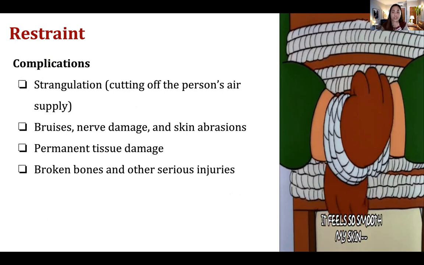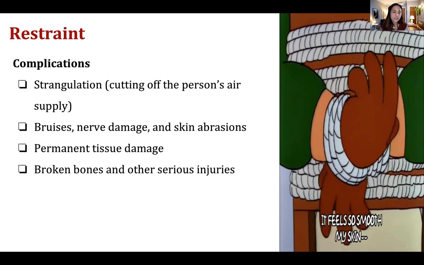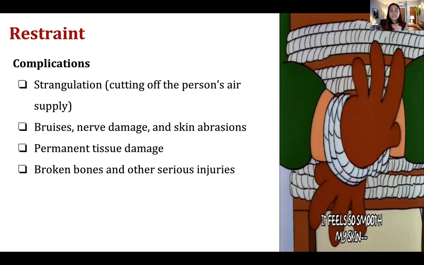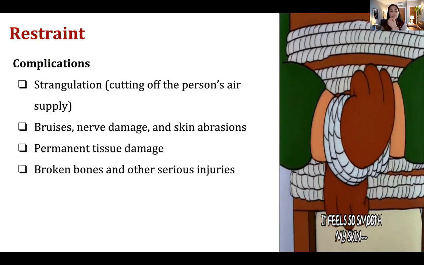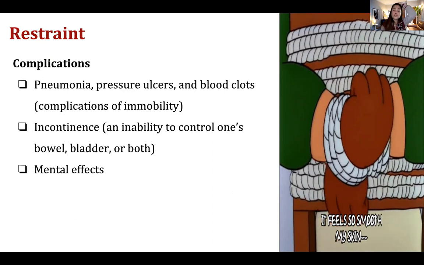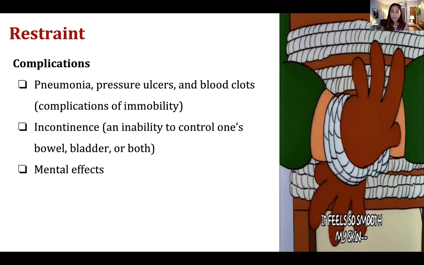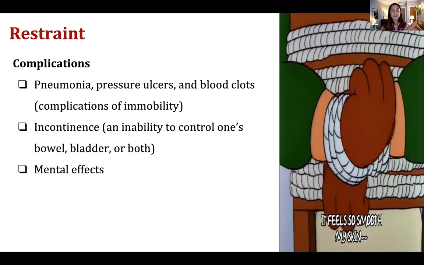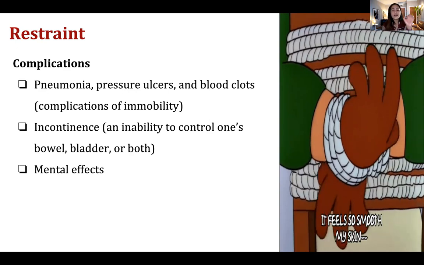What are the complications of restraint? First, strangulation, which is cutting off of the person's air supply. They can use the restraint to strangulate themselves. There will also be bruises, nerve damage, and skin abrasions if the restraints are too tight. Then permanent tissue damage, broken bones, and other serious injuries. Complications also include those from immobility that I discussed: pneumonia, pressure ulcer, blood clots, incontinence, and mental effects. This is because the restrained patient is immobile and not moving, so the complications are the same as those I discussed in immobility.